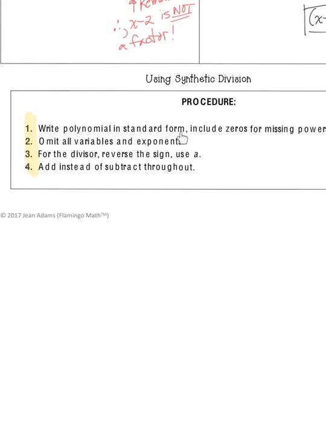You're still going to write your polynomial in standard form. So that is still exactly the same as what we had before with the long division, but you must include zeros for missing powers, and you had to do that in long division as well. So that first step is no different. But here's where it gets different. You are going to omit all variables and exponents. You're only going to use coefficients and constants.